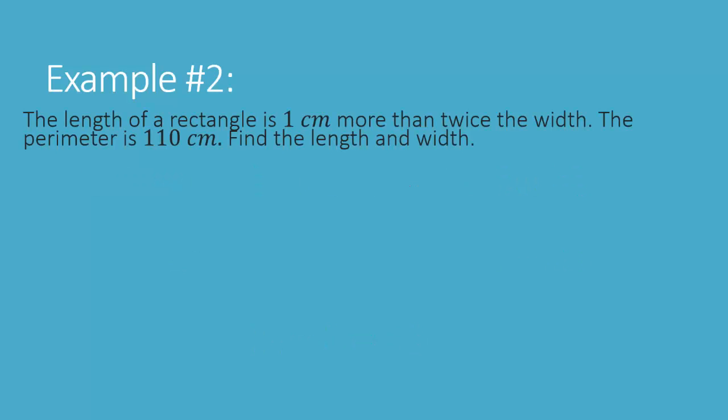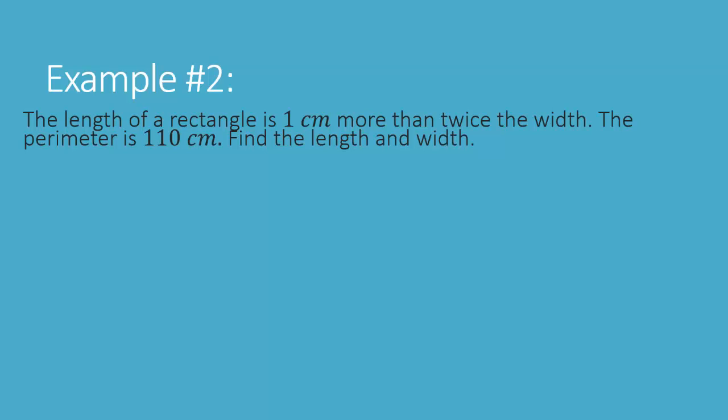So now we're going to look at a real problem that involves perimeter and a rectangle. We know that the length of a rectangle is 1 centimeter more than twice the width, and the perimeter is 110 centimeters. Find the length and width.